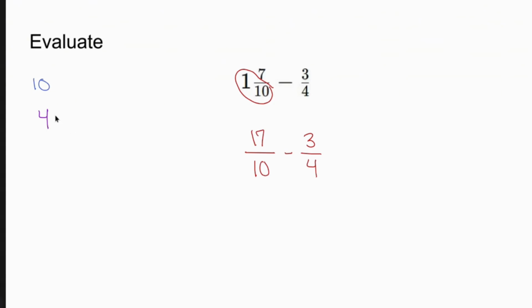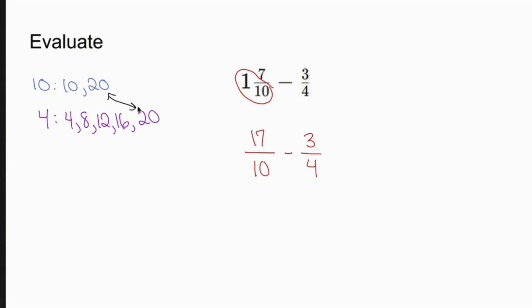Now let me start out with the 4's because I have a feeling I know the multiples of 10 pretty well. So the multiples of 4 are 4, 8, 12, 16, 20. Listing out the multiples of 10 are going to be 10 and 20. So since 20 appears first in both lists, 20 is going to be my least common denominator.